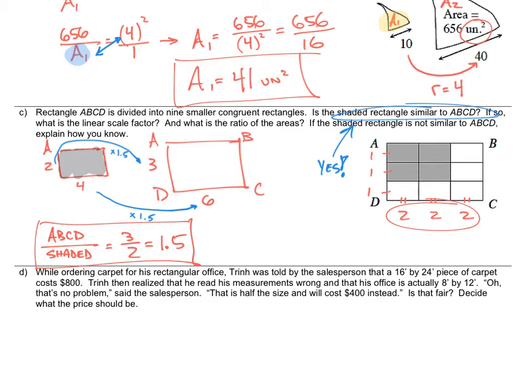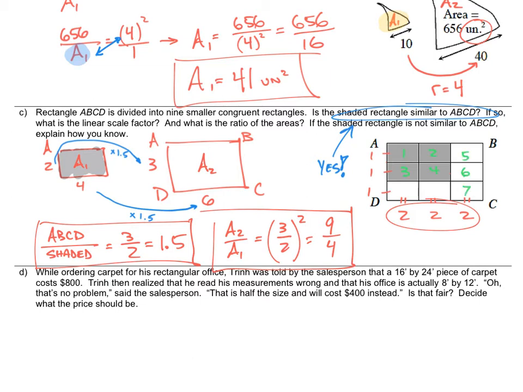Now, how about the ratio of the areas? Let's call this A2 and A1. A2 over A1 is going to be the scale factor squared. So that's going to be 9 over 4. Let's see if that's obvious when we go back and look at the original picture. We got 1, 2, 3, 4, 5, 6, 7, 8, 9. The big rectangle ABCD is 9 of those little rectangular units, where the gray shaded is only 4. So that's where we get our 9/4.